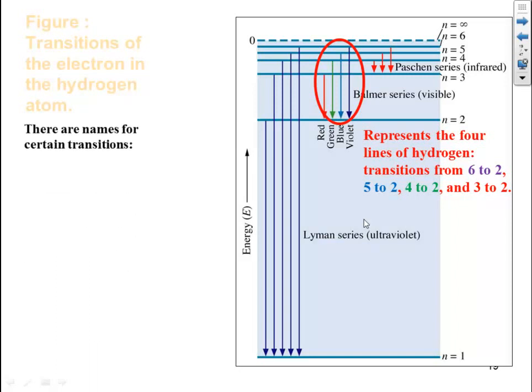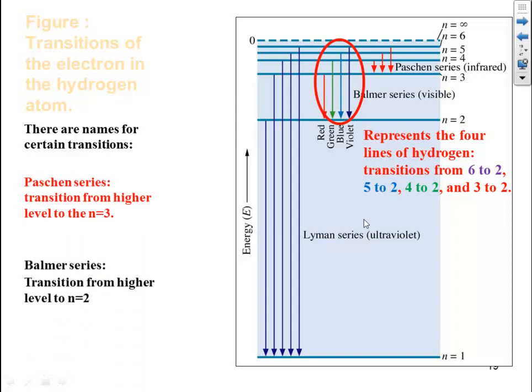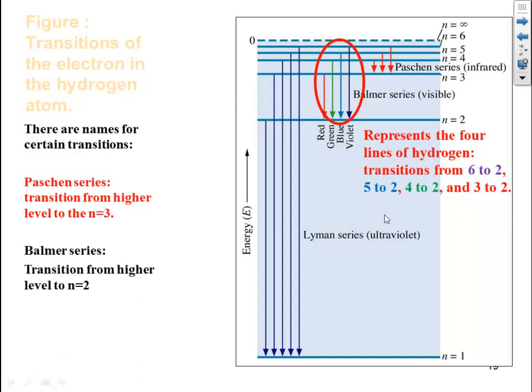There are names for certain transitions. The one we're talking about with hydrogen here happens to be the Balmer series, because it's a transition from a higher level to the n equals 2 level.